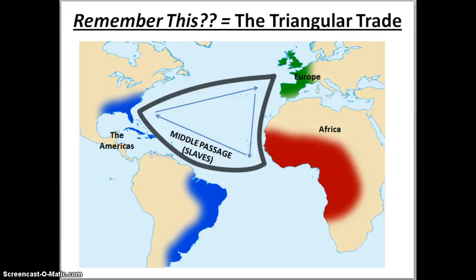So here's that triangular trade. We have from Europe down to Africa, where the manufactured goods are going to be transported from Europe to Africa. From Africa all the way to the Americas, this is known as the Middle Passage. And slaves are going to be transported along this route across the Atlantic to the Americas. And then goods that were brought from the Americas all the way back to Europe are known as raw materials. And these raw materials are then going to be transformed into those manufactured goods, and so on and so forth. There's our triangle.